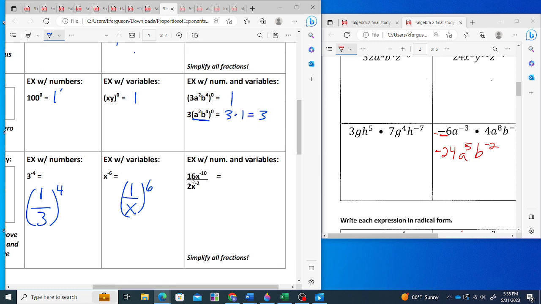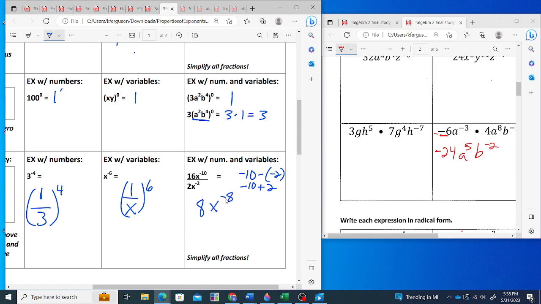So this one right here, you always simplify your fractions. So I've got 16 divided by 2. Well, 16 divided by 2 is 8. Then I've got x to the negative 10 divided by x to the negative 2. Well, it's just like I told you. That is negative 10 minus a negative 2. See, this is why I want you to write it out. Just on a scrap sheet of paper, write it out so you can see, wait a minute, that's negative 10 plus 2, because when you subtract the negative, you're adding a positive. So that's going to be x to the negative 8.